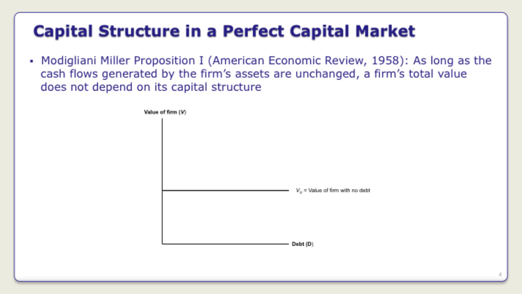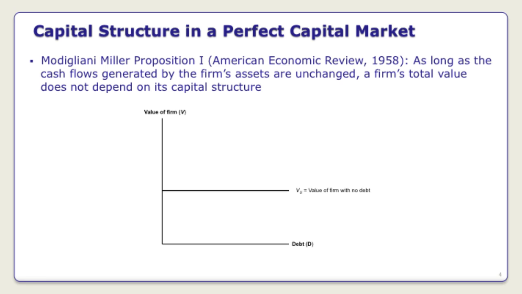Of course, the seminal theory comes from Modigliani Miller, who consider capital structure in a perfect capital market. That's a market in which all securities are fairly priced. There's no taxes, no transaction costs, no issue costs. There's no asymmetric information between management and the investors. As we know, Modigliani Miller has found that as long as the cash flows generated by the firm's assets are unchanged, a firm's total value does not depend on its capital structure.